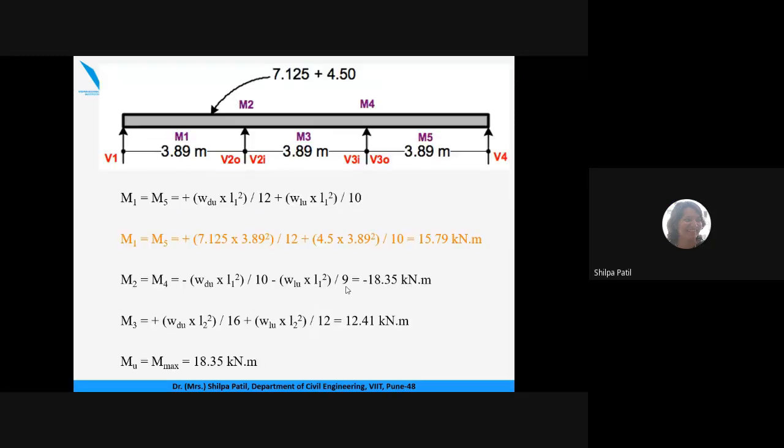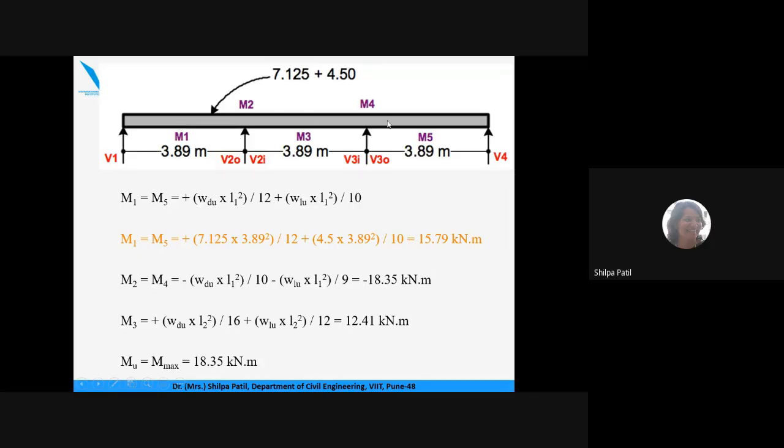Okay, so we have calculated now the moments and shear forces. This was just an example. Now let us come to our actual problem. So this is our actual problem. We have 3 spans and every slab is having the same span, 3.89 meter. So it is written here. We will have to calculate 5 moments, 3 span moments and 2 support moments.